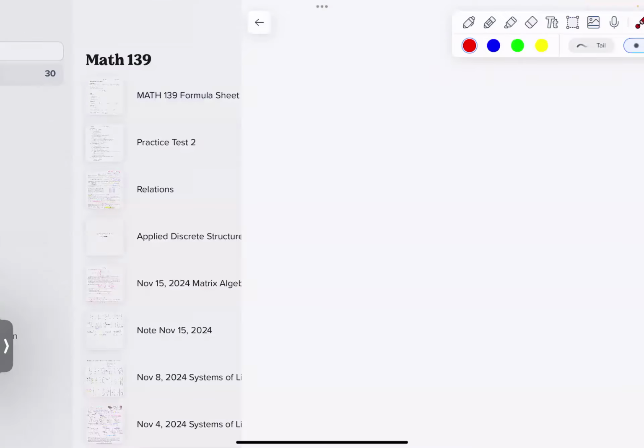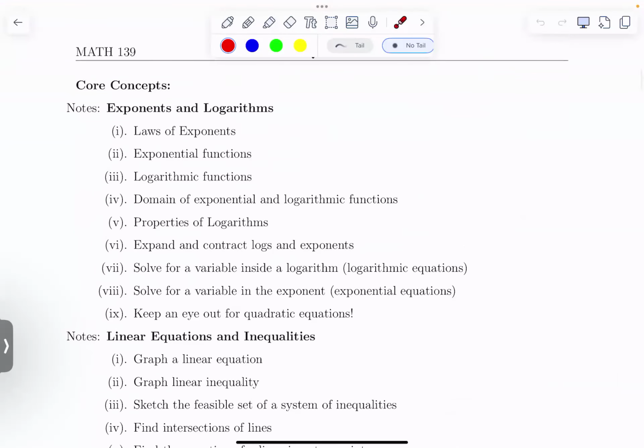How do you want to do this? Should I go through the core concepts or just get into the questions? And is there any particular question that you want me to start with, or should we just go start to finish? Start to finish. All right, let's do it. Let's do it. Should I go through the core concepts?